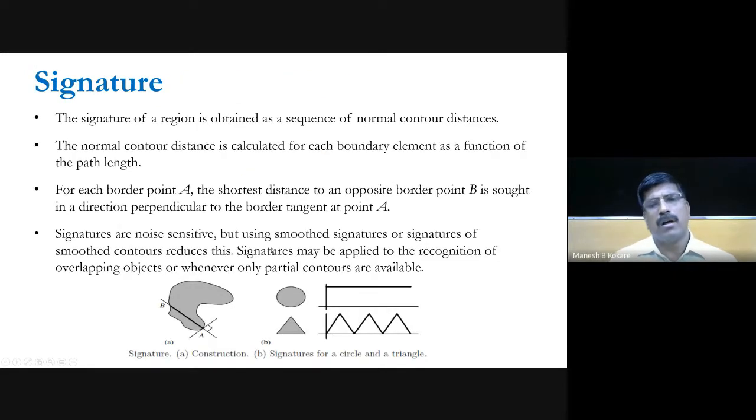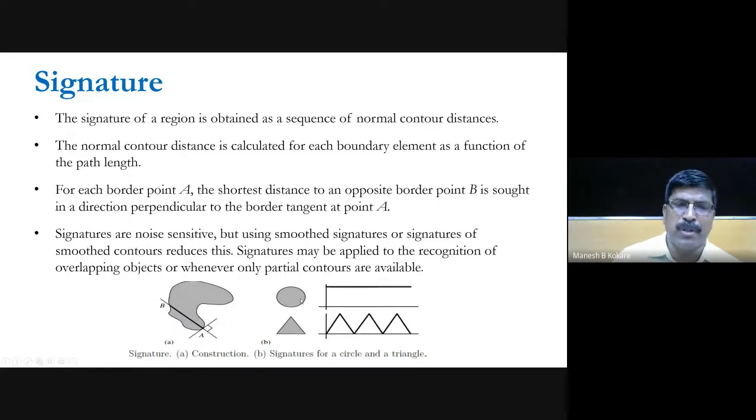Now we also talked about the signature, and for the signature I told you that the normal contour distance is calculated for each boundary point. Suppose, for example, you have the point A, and you mark the normal point on this one, so point B will be the normal point. This distance is measured and then plotted. So for every contour point, the normal point is sought, and then that distance is plotted.